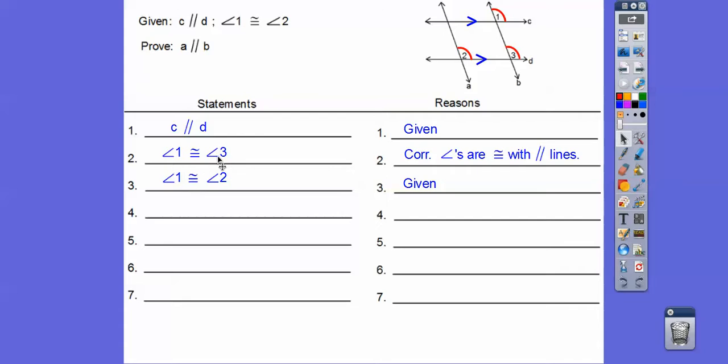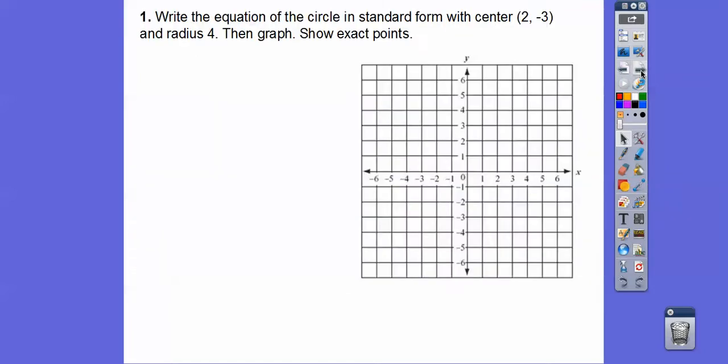So 1 is congruent to 3, 1 is congruent to 2. So we can say that these guys are congruent, but that one is just substitution property, okay? 2 is congruent to 3. What we did is we substituted this 2 in for this 1 right here, because 2 is congruent to 1, so we just substituted 2 in for that one. Now look, these guys are corresponding angles, and if corresponding angles are congruent, then the lines are parallel.